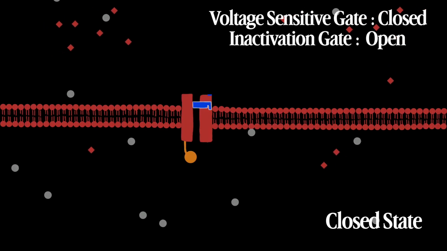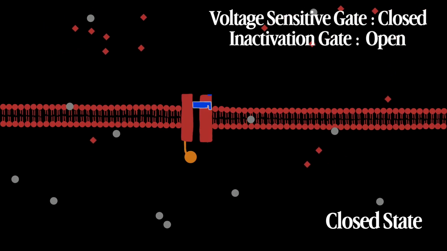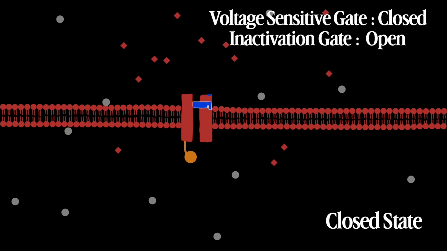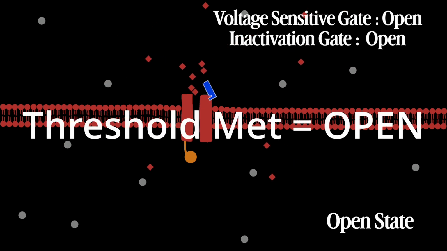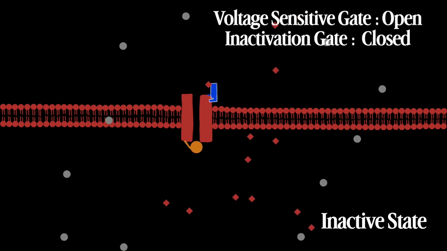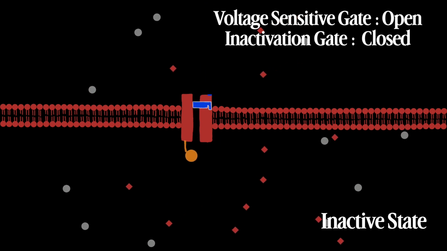Alright, now for the quick review. We see ions move around in a random manner, and once enough sodium ions gather near the voltage-sensitive gate, the threshold is reached and the gate opens. 0.5 milliseconds later, the inactivation gate closes, and finally the membrane potential eventually drops below the threshold and everything is reset.